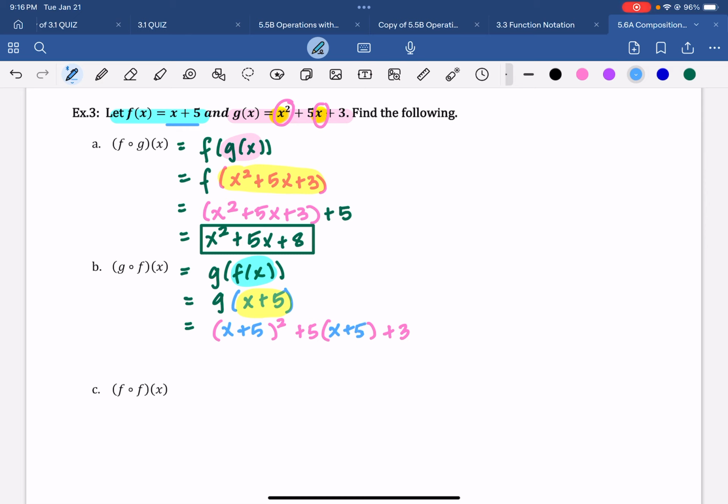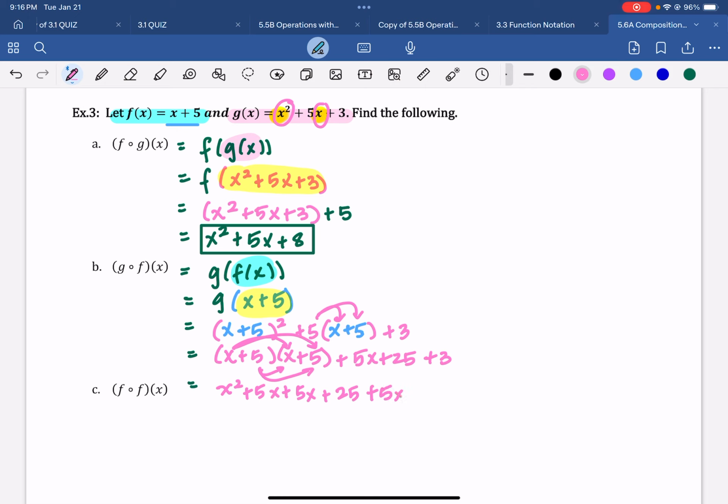On that first set, you cannot distribute the squared. That does not work. Instead, you have to write the whole thing twice and distribute everything to everything. So x plus 5 times x plus 5. On the second one, we can just distribute there. So 5x plus 25. And then finally, we've got that plus 3 hanging out in the back. Again, got to distribute everything to everything. So x times x, x squared, x times 5, 5x, 5 times x, 5x, 5 times 5, 25.